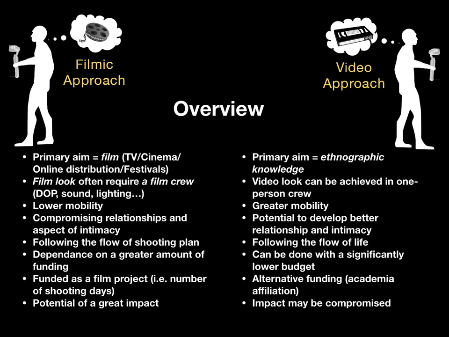Now, what does it mean in general? I would start with the aim, because the primary aim of the filmic approach is to create a film. That is something that you submit for TV, cinema, online distribution platforms, or festivals. If you need to submit to some of these distribution platforms, you need to achieve a certain quality. And therefore, you need to take special care of film look, or what I call film look. That means you need more people on set, you need special care of sound, special care of lighting, and so on. And you are probably dependent on a greater amount of funding.